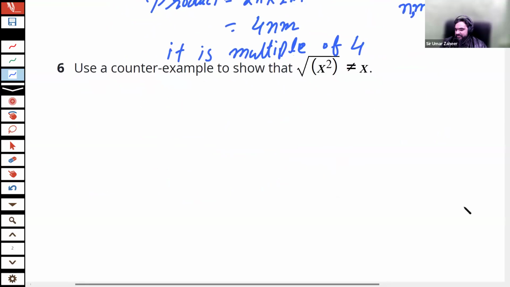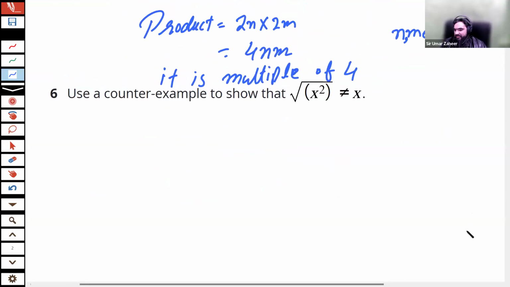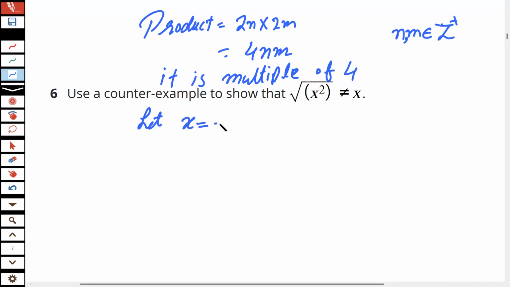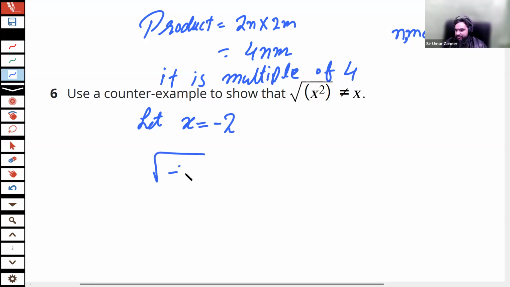All right. Now, next he says use a counterexample to show that the square root of x squared is not equal to x. Okay, we have to give an example where the answer of this value is not equal to x. We have to take any variable. I'm just going to take x equal to minus 2. In the same way, you have to take minus 2 squared.